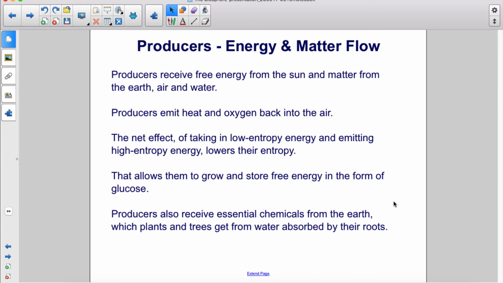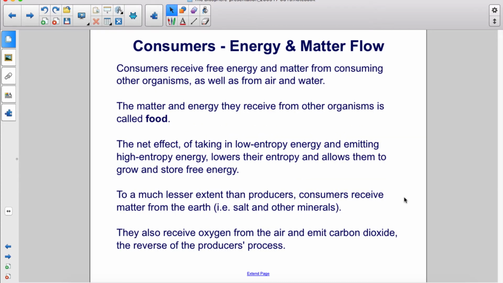Producers emit heat and oxygen back into the air. The net effect of taking in low entropy energy and emitting high entropy energy lowers their entropy. That allows them to grow and store free energy in the form of glucose. Producers also receive essential chemicals from the earth, which plants and trees get from water absorbed by their roots.